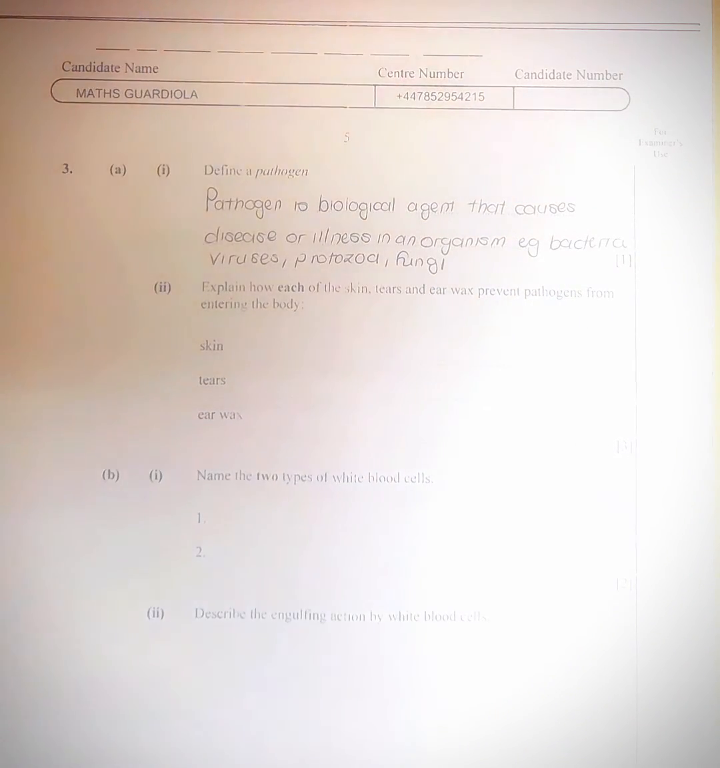And then on part 2, we are supposed to explain how each of the skin, tears, and earwax prevent pathogens from entering the body. So we are going to start by explaining the skin. Skin forms a tight, impermeable layer that prevents pathogens from entering.